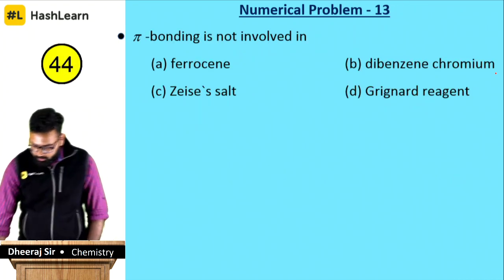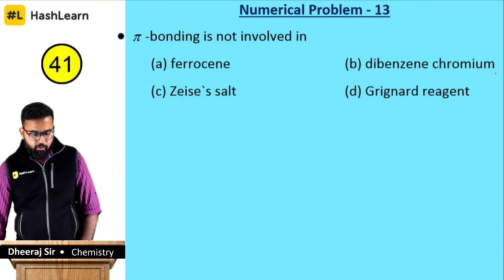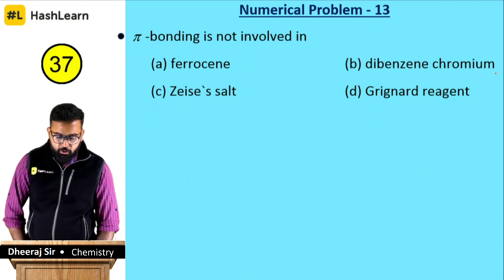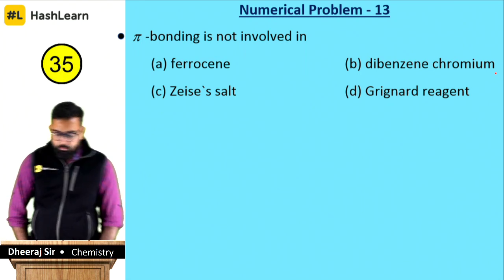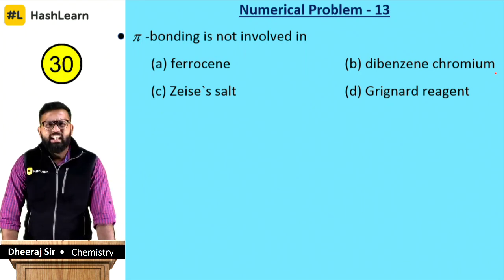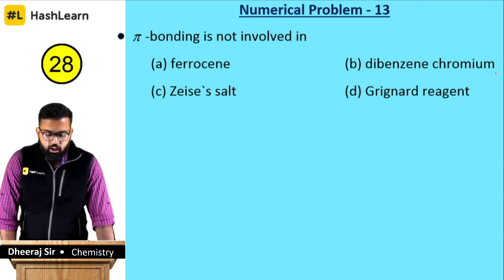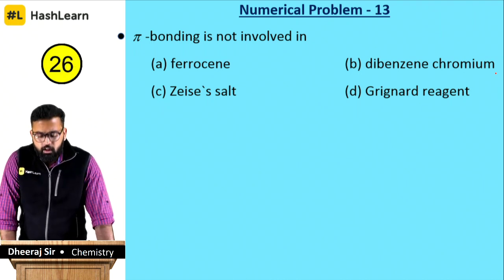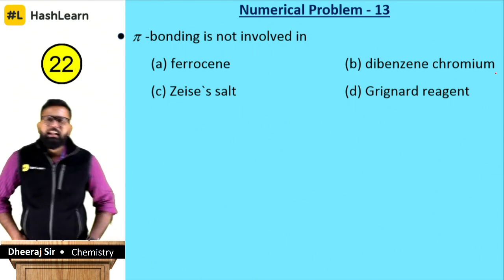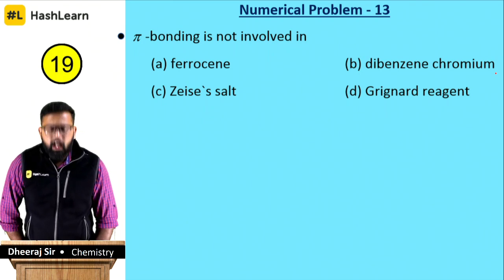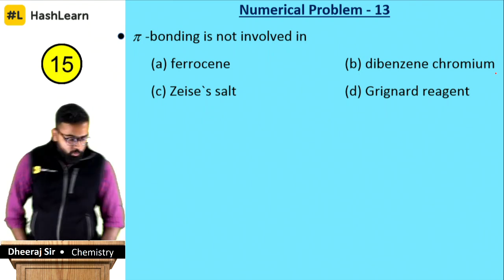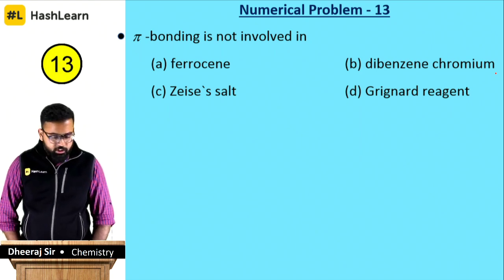Moving ahead to the 13th problem, we just have another couple of problems packed for you. Pi bonding is not involved in: ferrocene, dibenzene chromium, Zeise salt, Grignard's reagent. So this is fairly simple. We have looked at organic chemistry. If you know the formula involved, Zeise salt I've told you, dibenzene chromium is not a big deal. Ferrocene is Fe carbonyl 9 times. Grignard's reagent is the last option. Which one is going to give the right answer?